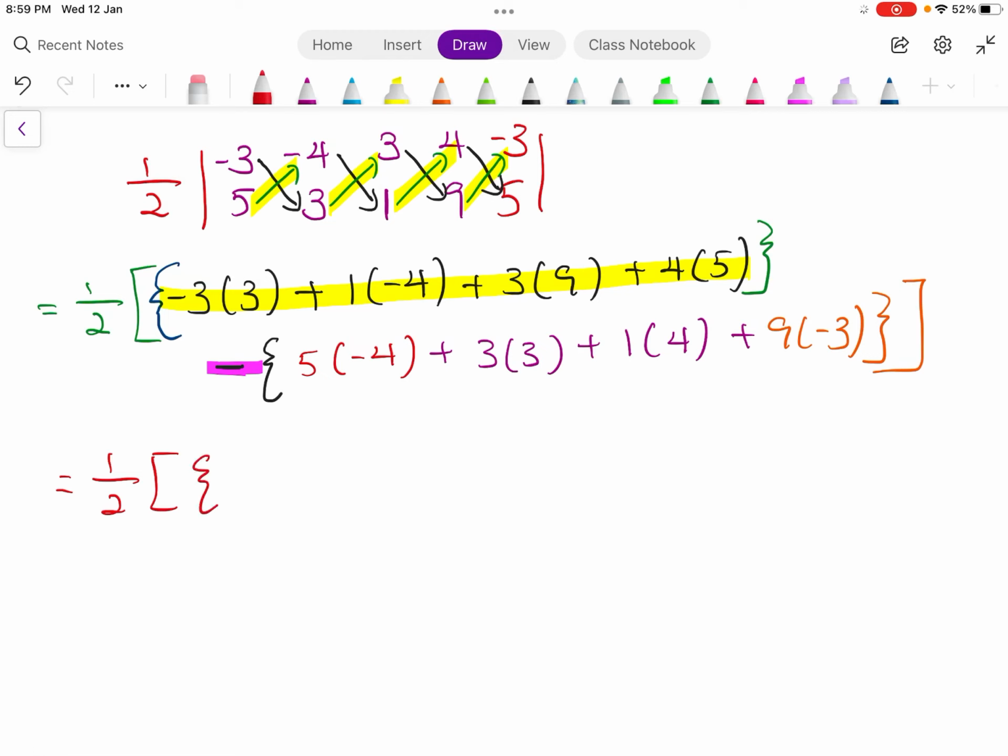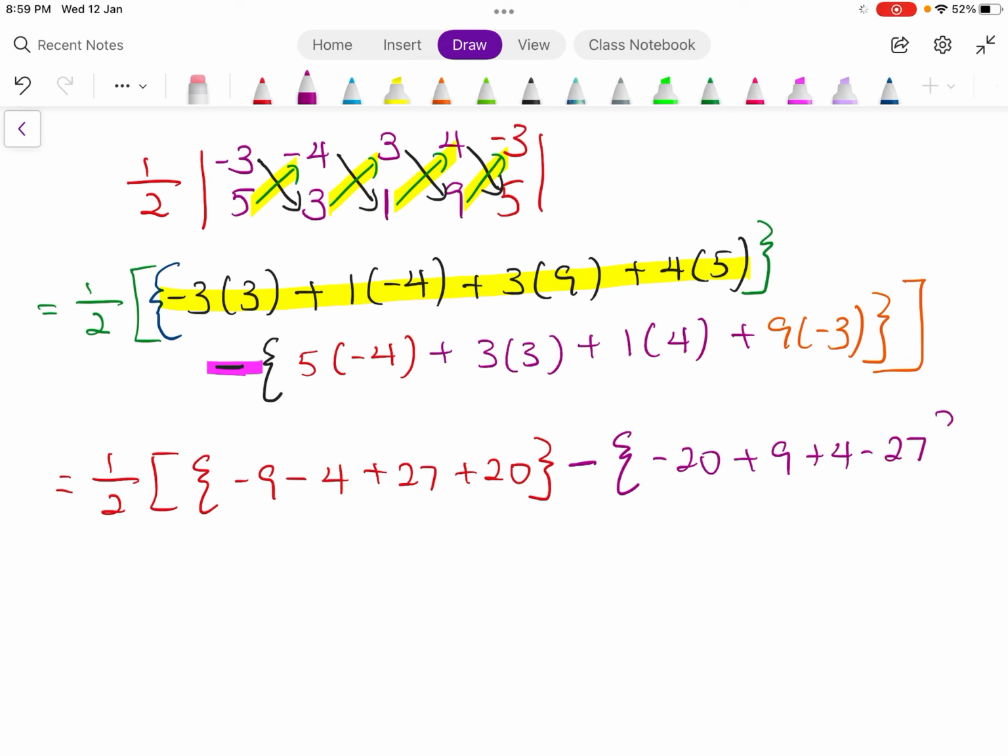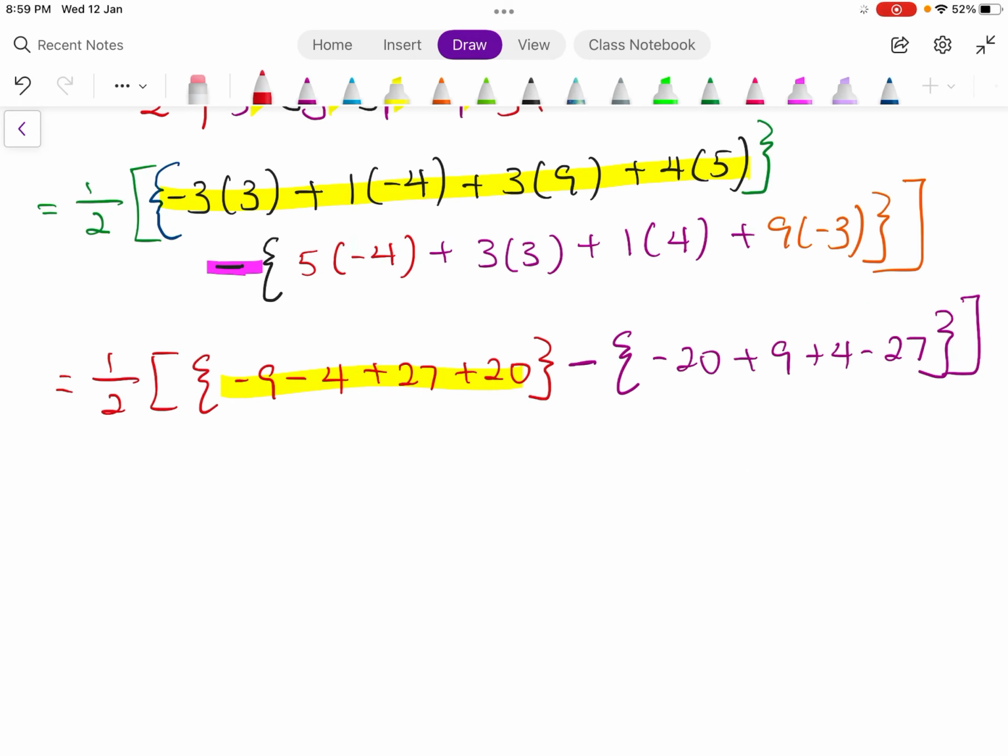So -3 times 3 is -9, minus 4, plus 27, plus 20. Then put a curly bracket. After that you put a minus sign here, and another curly bracket. So 5 times -4 is minus 20, plus positive 9, plus 4, minus 27. Put a curly bracket, put a square bracket. After that, you just use a calculator to calculate this.